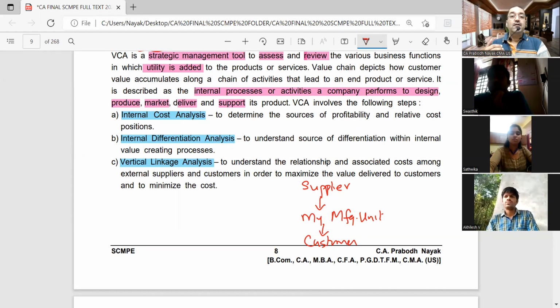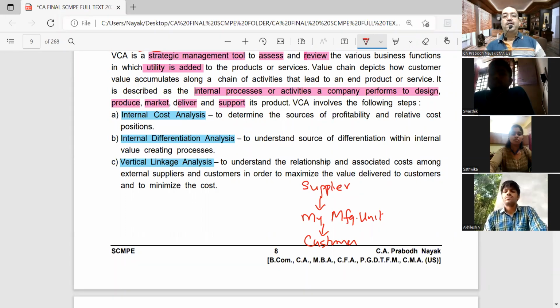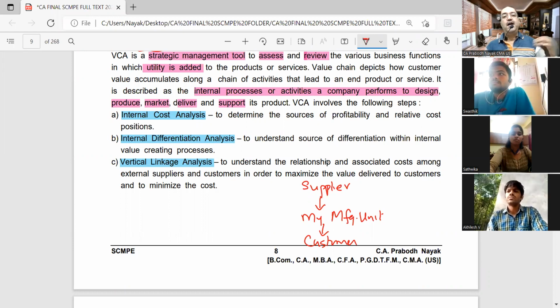So that is what is called vertical linkage. So I am not concerned only about my production. I am concerned with the supplier's production also, because if the supplier is not producing quality products, then my raw materials will be defective, isn't it? So I'm equally concerned about the supplier's manufacturing facility as I'm concerned with mine.